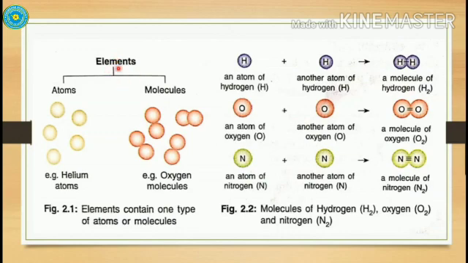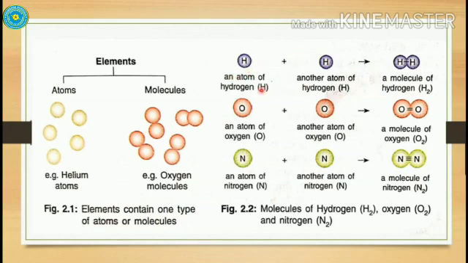The elements are classified into atoms and molecules. For an example of atoms, I have shown helium, and for an example of molecules, I have shown oxygen molecules. So these are the elements that contain one type of atoms or molecules.